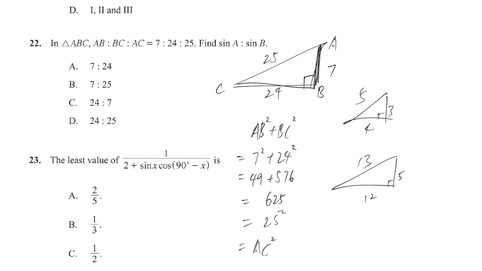What does sine A mean? This is angle A. And then B? So side A is talking about opposite to hypotenuse, 24 over 25. Side B is talking about this angle, sine 90 degrees. That's one.